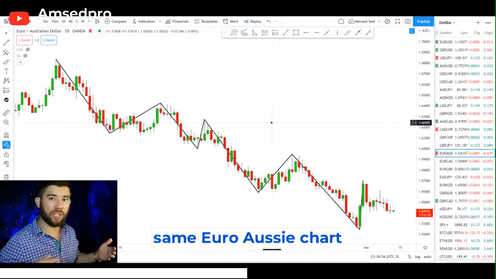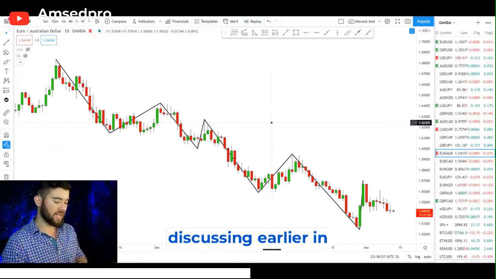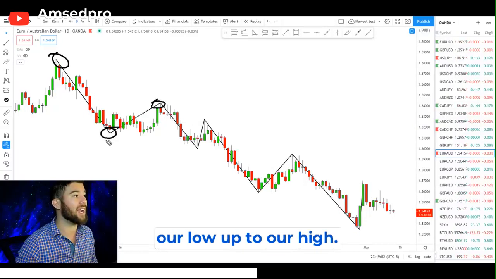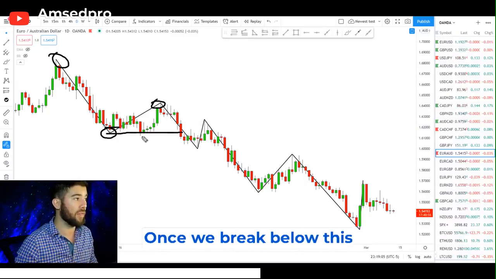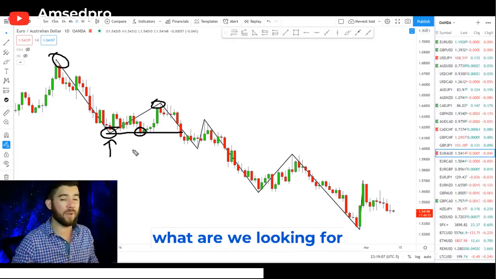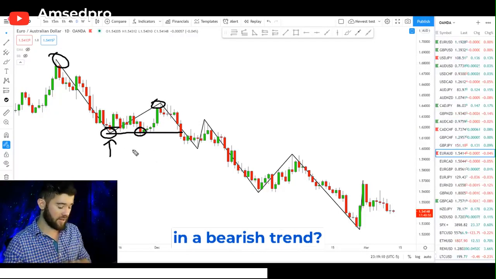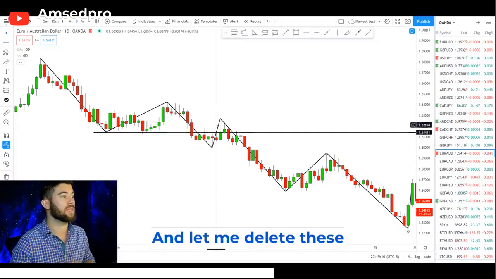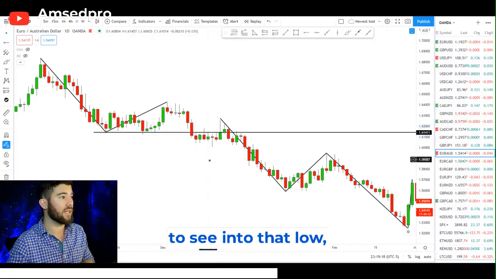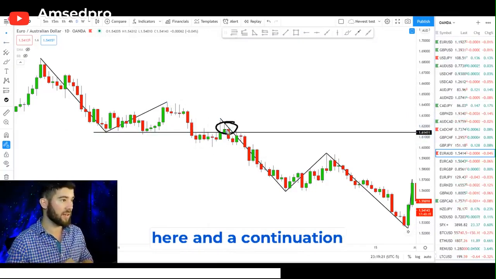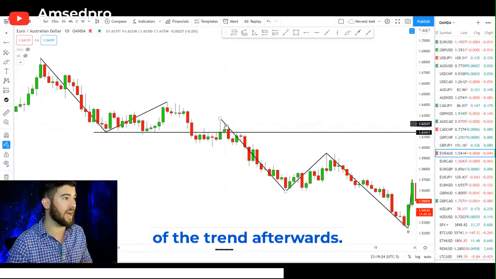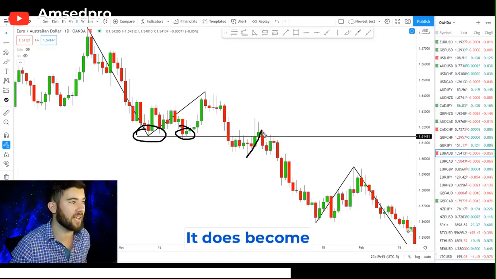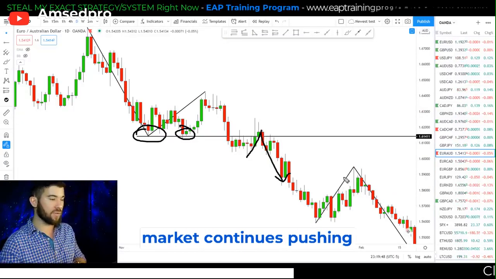Here we are on that same Euro Aussie chart we looked at for the trending model we were discussing earlier in the video. In this case, we have our high, down to our low, up to our high. Once we break below this low right here, what are we looking for? In a bearish trend, after we break that low, we would be looking for a pullback, and let me delete these lines to make it easier to see, into that low, just as we have right here, and a continuation of the trend afterwards. As you can see, this market pulls back right into the previous area of support. It does become resistance, and this market continues pushing down.